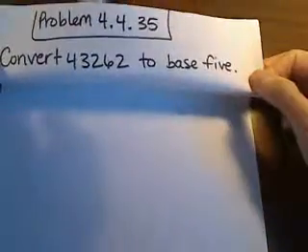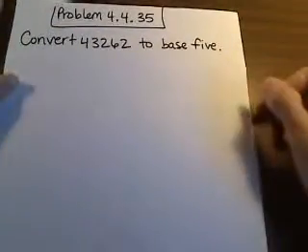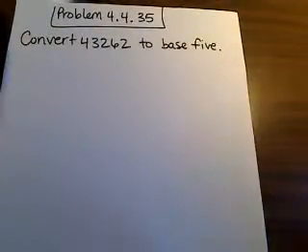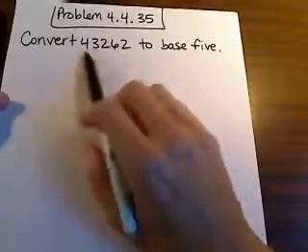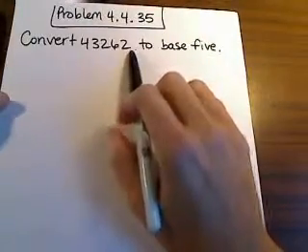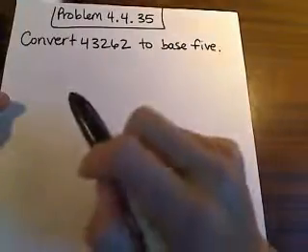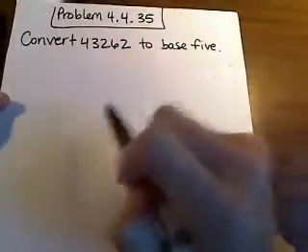Okay, so this is problem 4.4.35, and they want us to convert 43,262 into base 5. So this is a number that's already in base 10, and we know that because there is nothing written here after this, so that's an assumed base 10. And we're trying to go into base 5.